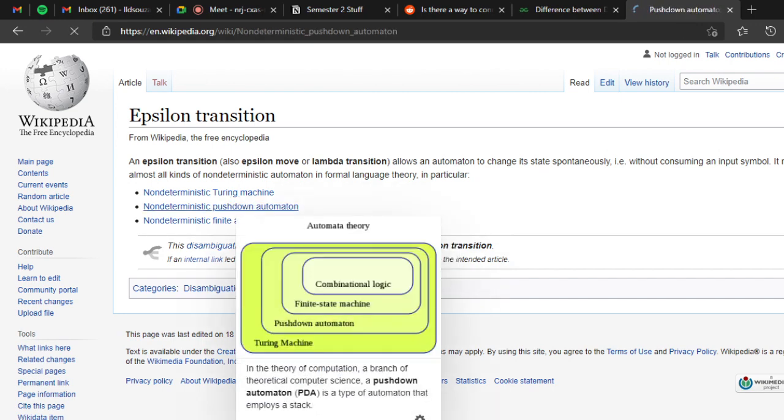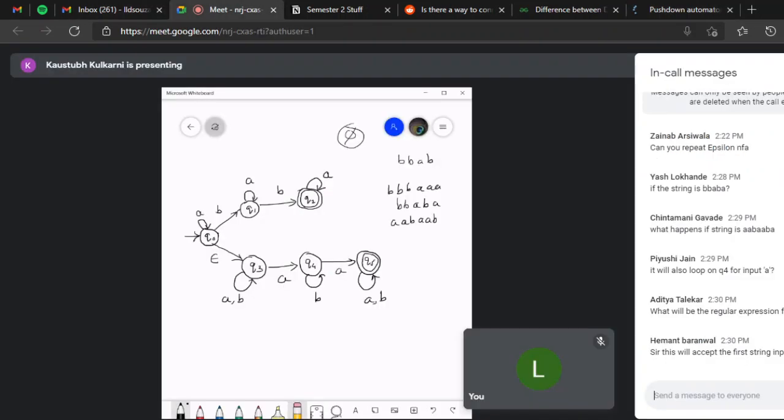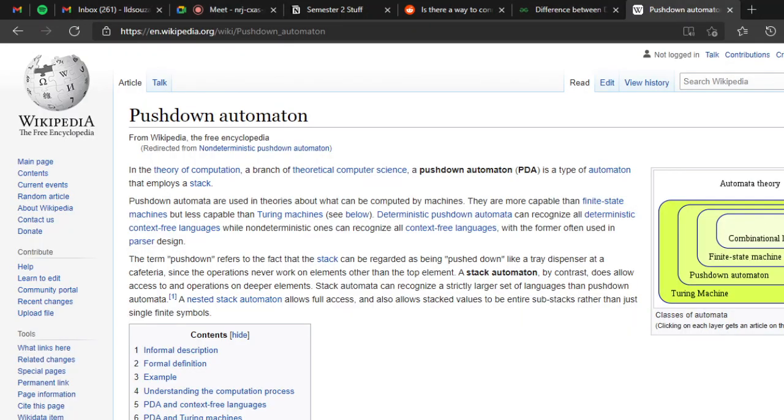What would be the regular expression for this? Sir, how will the second one be accepted?